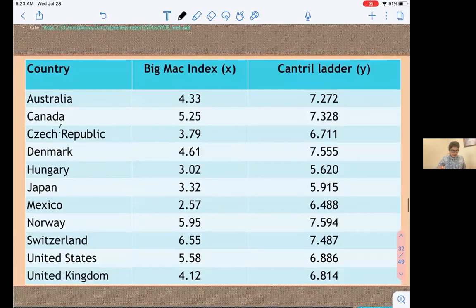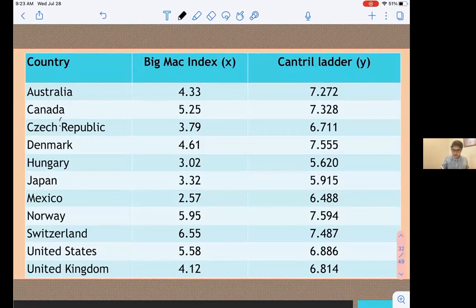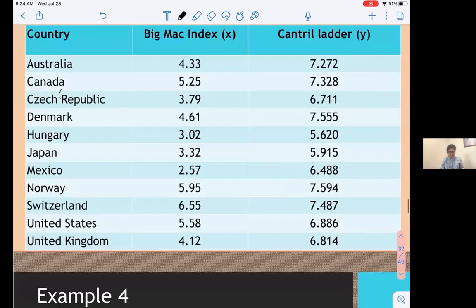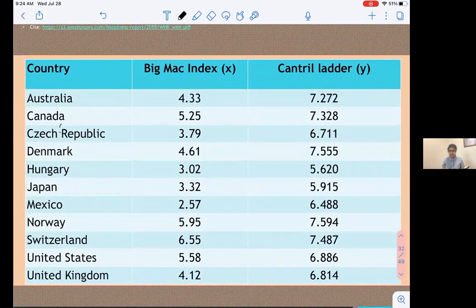In this case, all the values of X will go on your list one, and all the values of Y, for Cantril ladder, will go on your list L2. So I'm going to press stat, press edit, on L1, where previously we had the dollars and the other values. Here we have the data for the X values. The X values for list one are the Big Mac index, and L2 is our Y values for Cantril ladder.